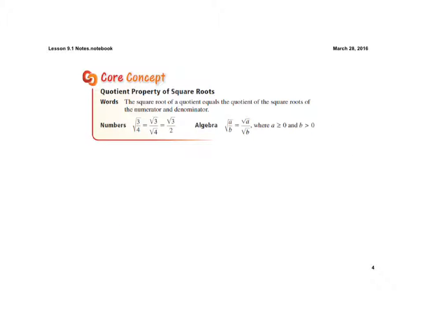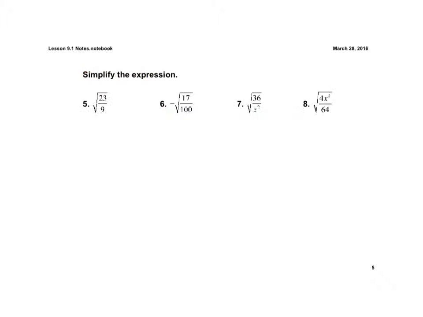So now we're going to do this with the quotient property of square roots. Again, the square root of 3 fourths is equal to the square root of 3 over the square root of 4. The square root of 4 is a perfect square, so my answer is the square root of 3 all over the whole number 2. And you can see what it looks like in algebra as well.